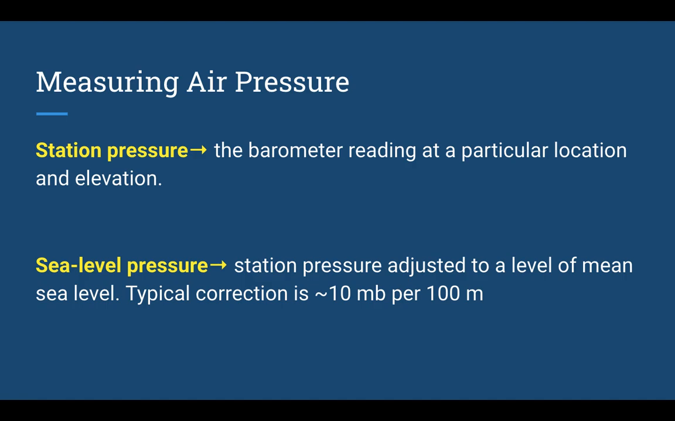Now, station pressure is the barometer reading at a particular location and elevation, and you've worked with that when you've worked with those station models and writing those out. And then sea level pressure is the station pressure adjusted to a level of mean sea level. The typical correction is about 10 millibars per 100 meters. So that gives us a little bit more information when we adjust it, and helps with weather forecasting.